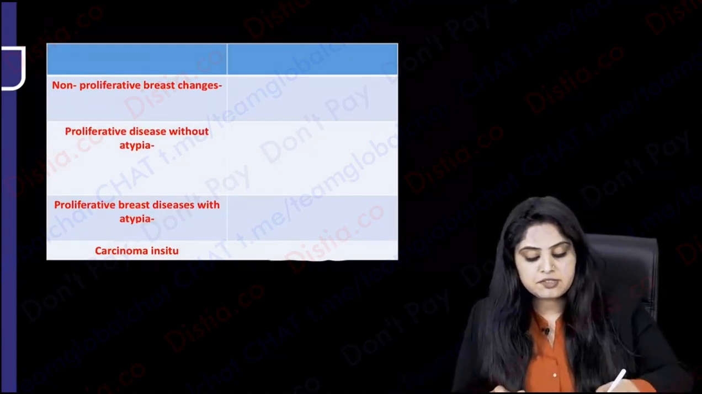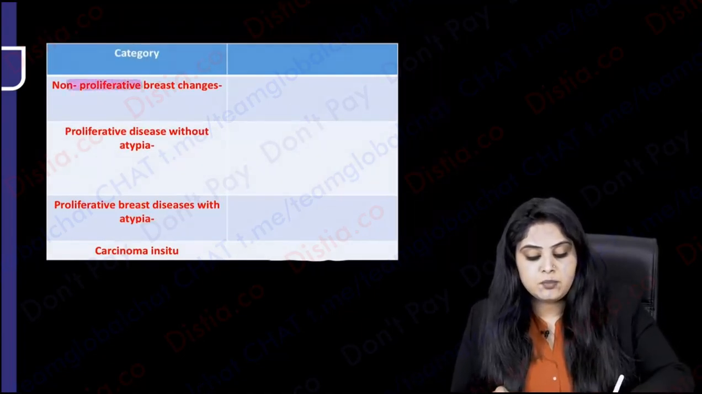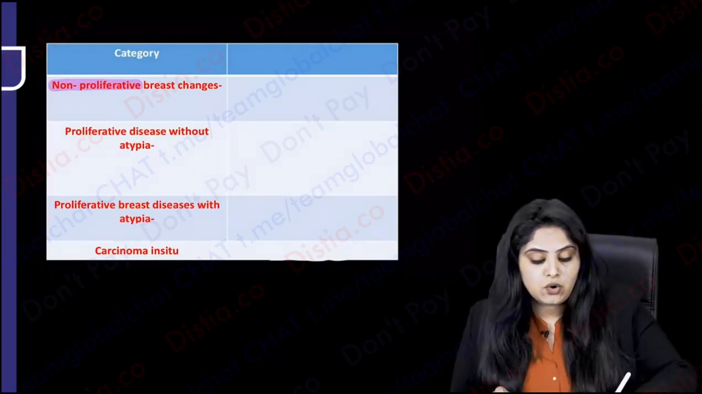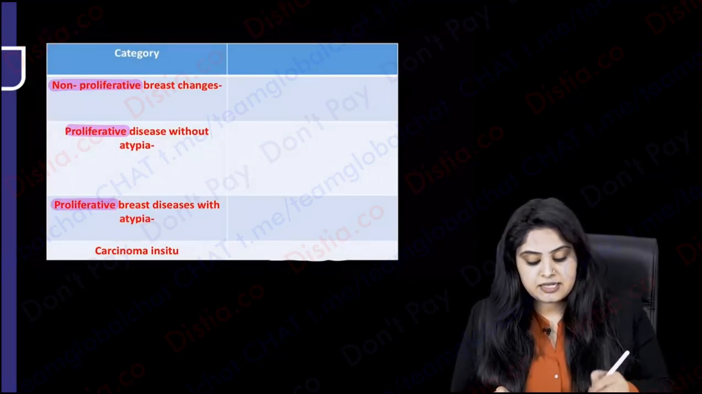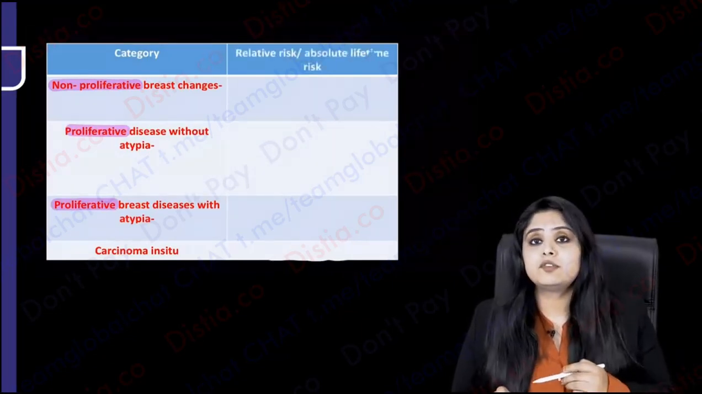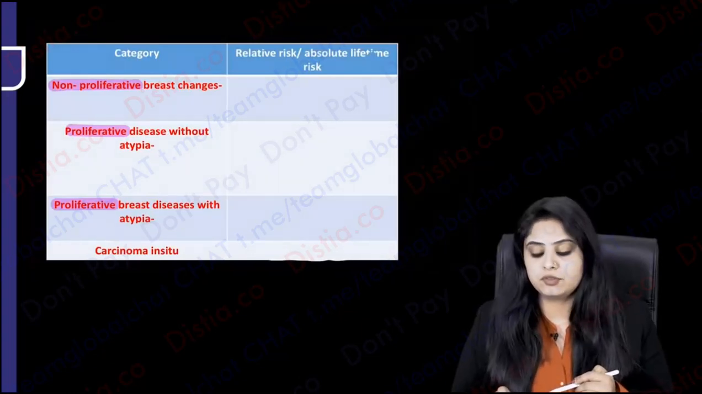So look at how the first category goes. The first category says that either these are non-proliferative breast changes or they are proliferative breast changes. And what am I going to tell you on the other side? That with these diseases, what is their risk of cancer? Their relative risk, that is RR, and their absolute lifetime risk of cancer.